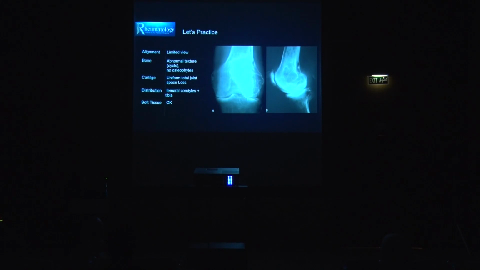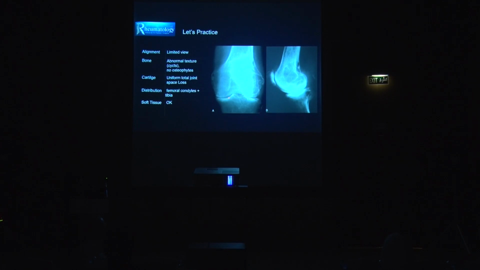Okay, now this one with the knee. Of course, it's a limited view, so you cannot comment on the alignment. But the striking thing here is the texture of the bone, right? This is what's striking at first look. The texture of the bone is abnormal. You see big cysts, right? Like big cystic lesions here. Okay. And also there is joint space loss, right? Which is uniform.